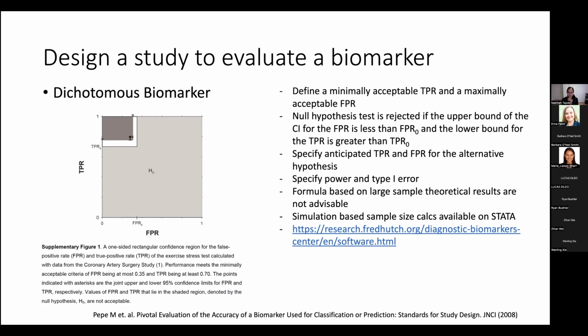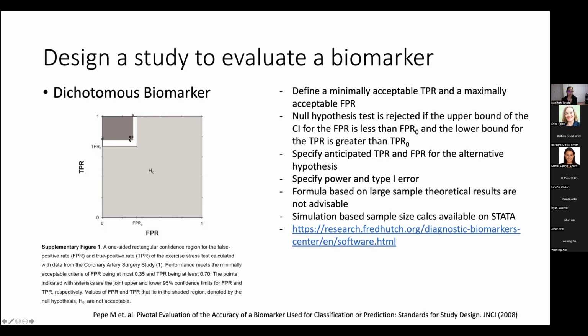For example, here's an example when you have a dichotomous biomarker. What you need to be able to specify is your minimally acceptable true positive rate. So what is the lowest true positive rate that is considered acceptable? And your maximally acceptable false positive rate. What's the largest false positive rate you're willing to accept? And then this defines the region of your null hypothesis.